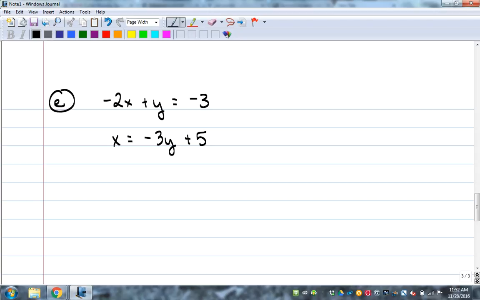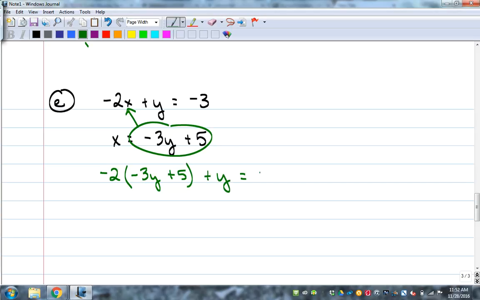Okay, so we have something that x is. So what are we going to do with that stuff? Plug it in for x. So we're going to take this part and replace the x with it. So that's going to be negative 2, parentheses, negative 3y plus 5, plus y is equal to negative 3. What do we do next? Distributive property. So that's going to be 6y minus 10.